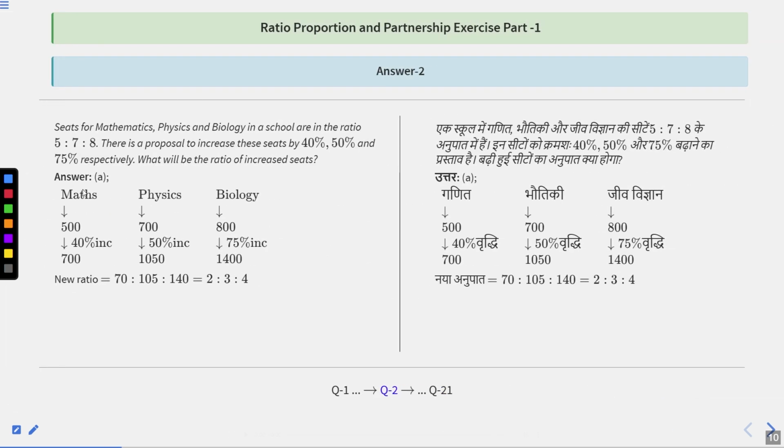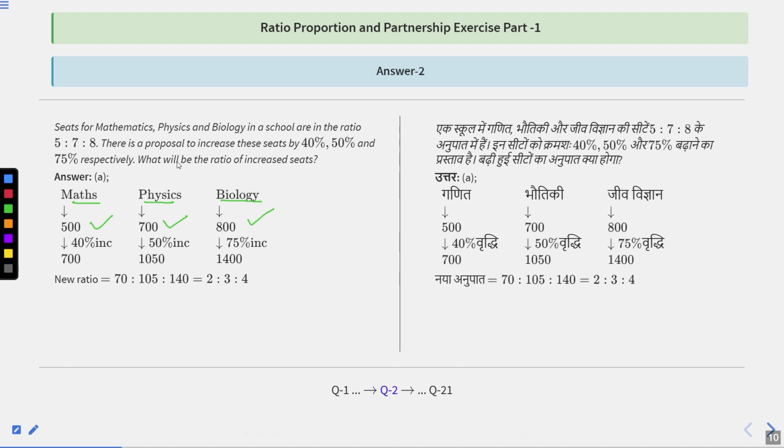Now the question says that in mathematics, physics and biology, the ratio is 5:7:8. So we can let the numbers be 500, 700 and 800. We can multiply it by 100. In all these three numbers, the ratio will always be the same.